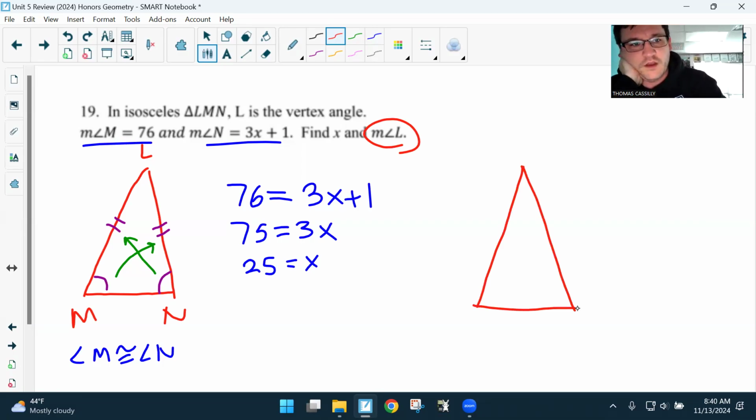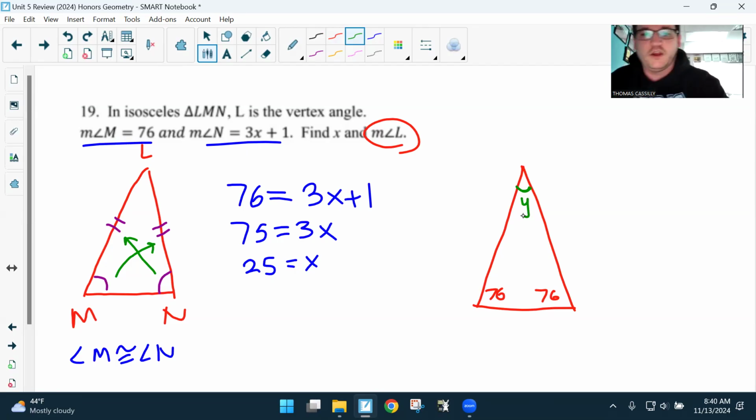Now, angle N we know is 76. They just tell us it's 76. So we don't even really need to do any math to figure out the other one. This angle is also 76, right? Because they are congruent. We could plug x back in and verify that. But we need to figure out this angle up here. Maybe I'll call that y.